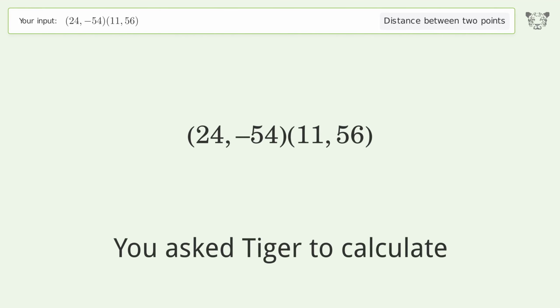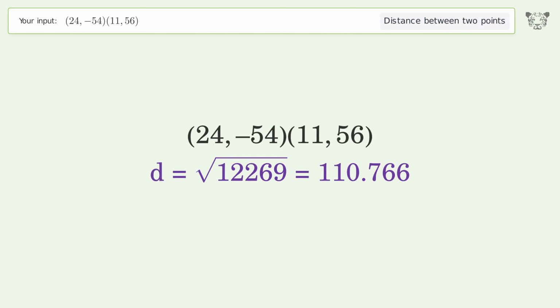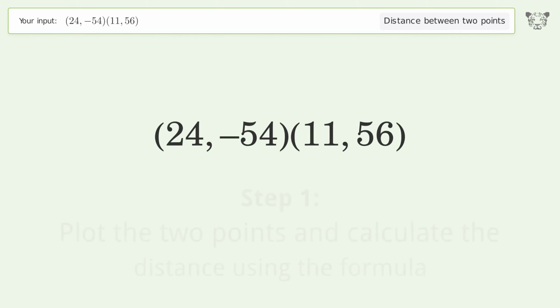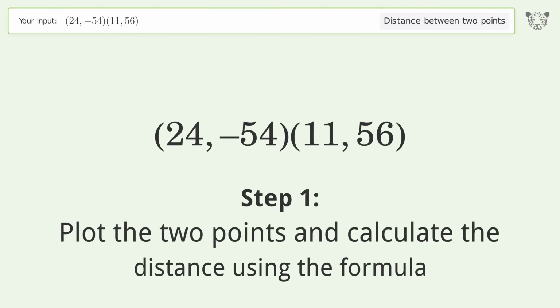You ask Tiger to calculate. This deals with the distance between 2 points. The distance between the 2 points is the square root of 12,269 or 110.766. Let's solve it step by step. Plot the 2 points and calculate the distance using the formula.